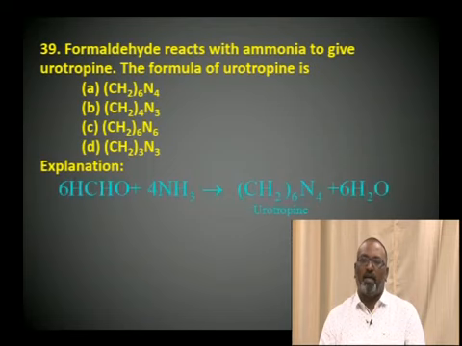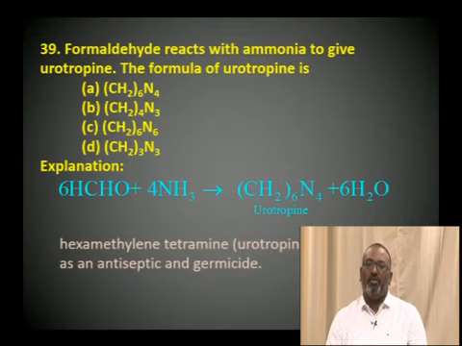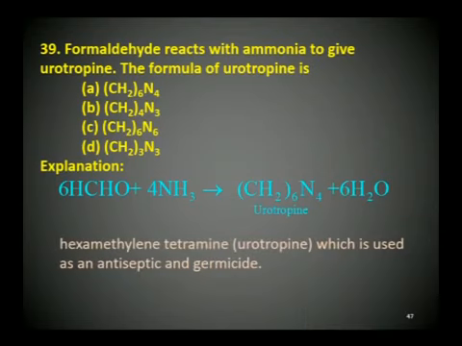So, when formaldehyde is reacting with ammonia, urotropine is produced. This urotropine is named as hexamethylene tetraamine, which is commonly called urotropine. This is used as an antiseptic and germicide. So, answer is A. Hexamethylene tetraamine is called urotropine, which is used as an antiseptic and germicide.